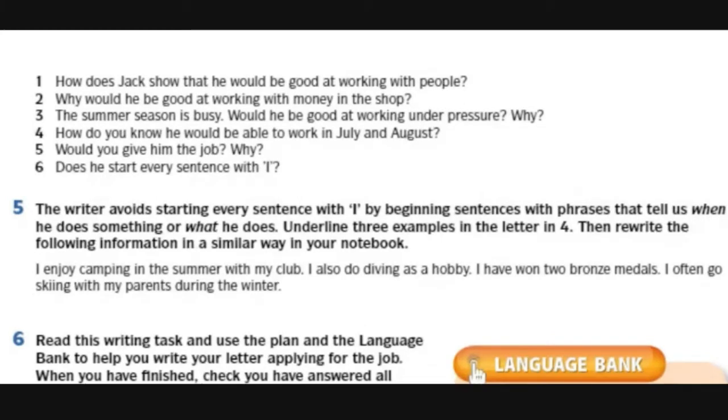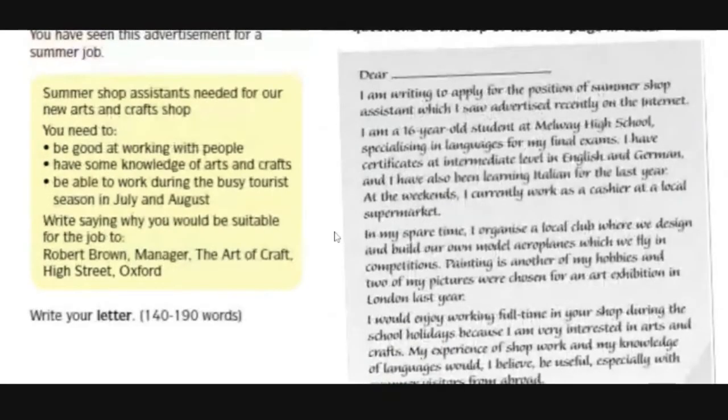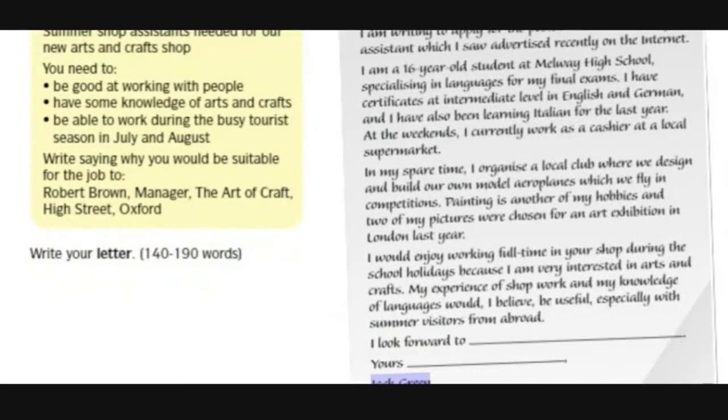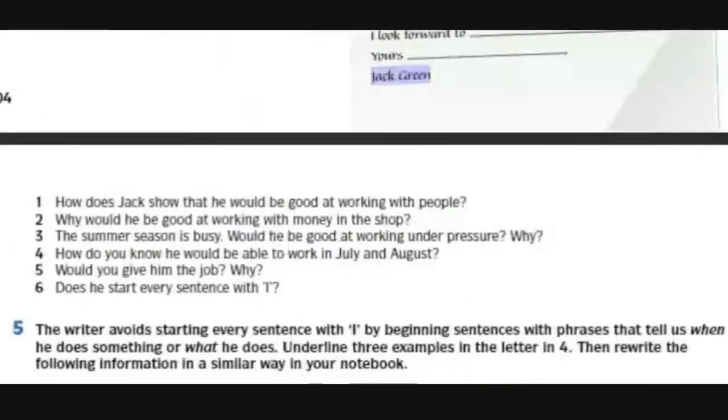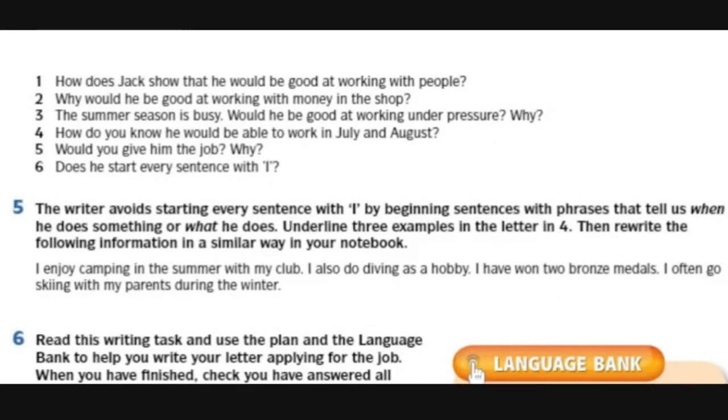Okay, good. All right, number 4. How do you know he would be able to work in July and August? What do you all think? School holidays, right? Okay, yes, thank you very much. Okay, all right, now number 5. Would you give him the job, Jana? Yes, because Jack has good experience where he used to work as a cashier in a local supermarket, so he must be good with money and he will be very helpful. Okay, thank you very much.